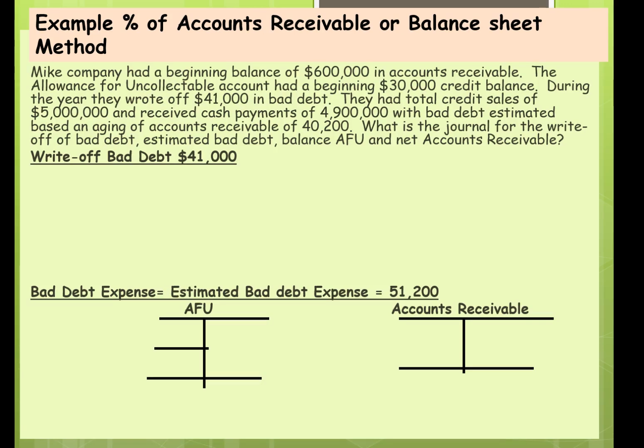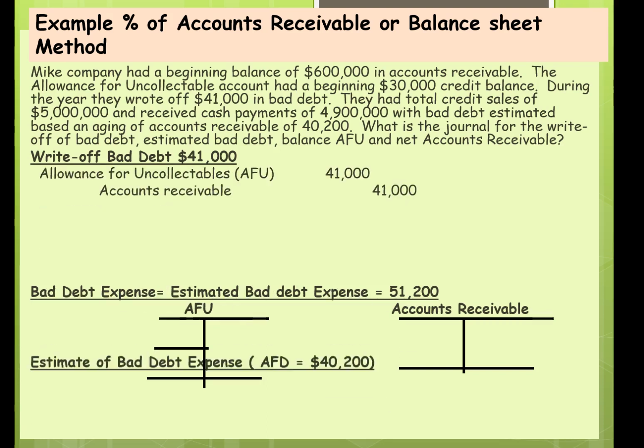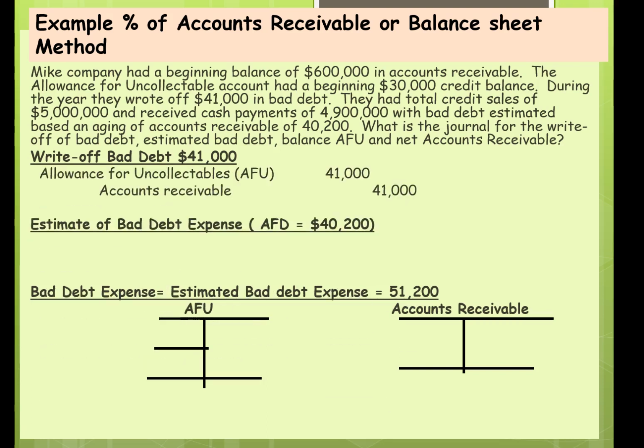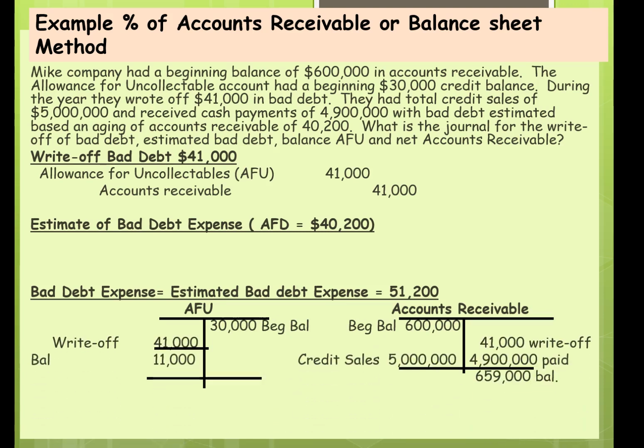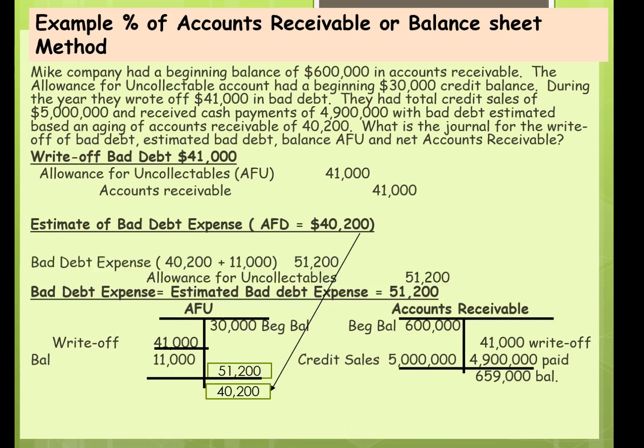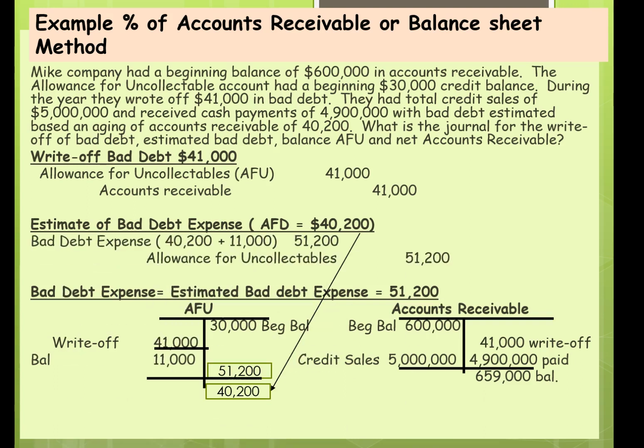All right, so same problem. We would still write off our bad debt. Now, estimate of bad debt expense, we're saying the ending balance should be $40,200. We currently have a debit balance of 11, which means we've got to add it to the 40,200 in order to get the number that we want in the ending balance. And so now our ending accounts receivable is going to be $659 minus my $40,200.